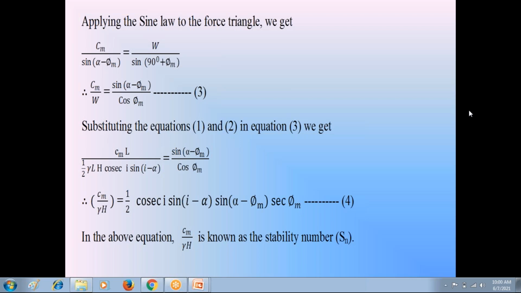Otherwise, please post your doubts on the chat box. Please unmute your mic, or post your doubt on the chat box.